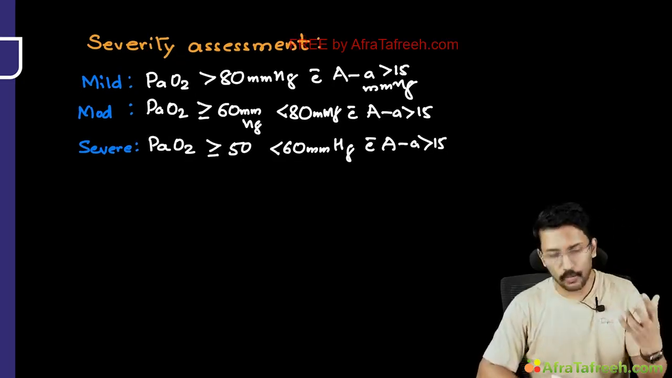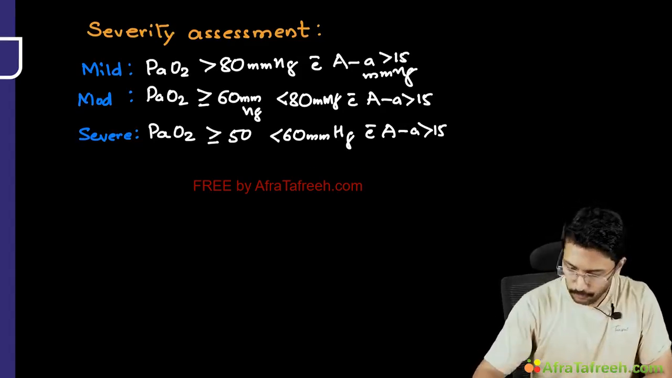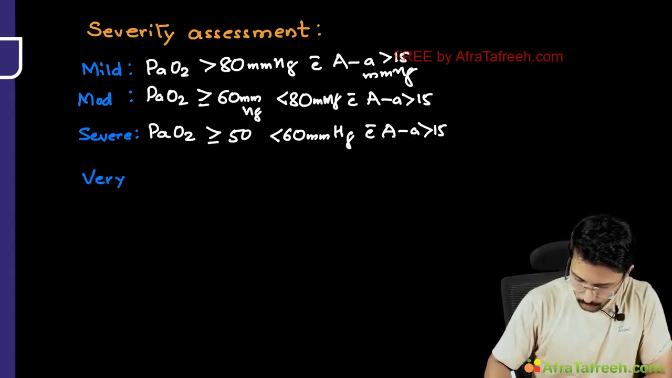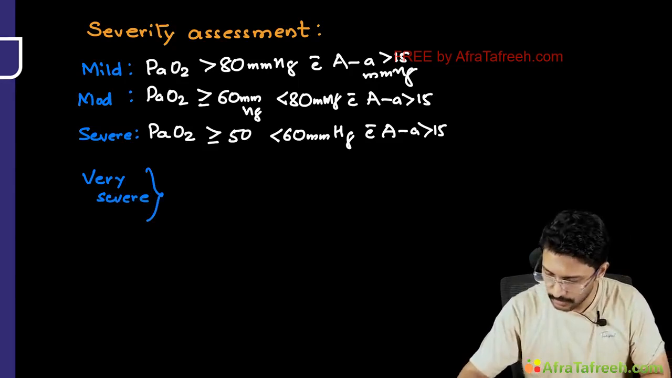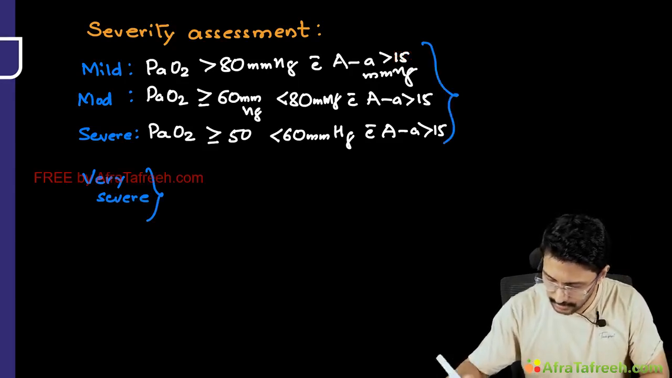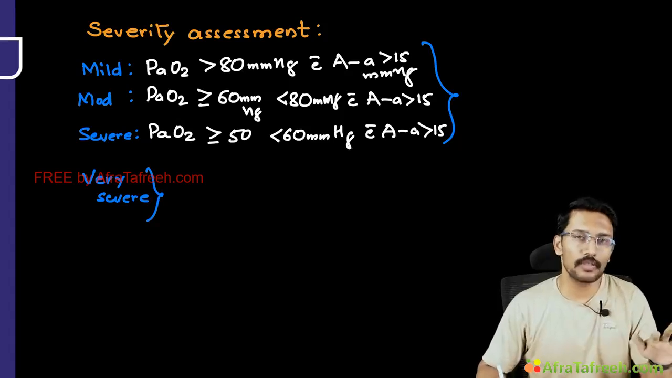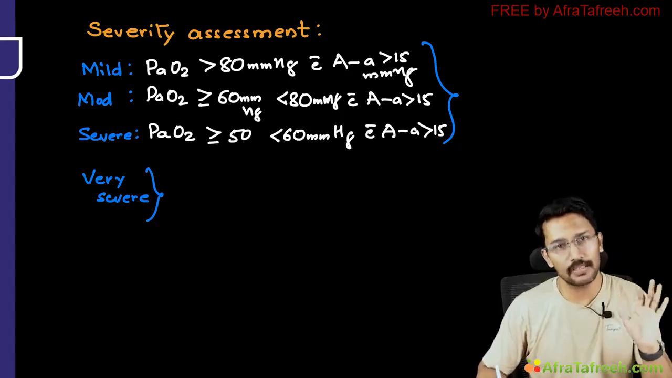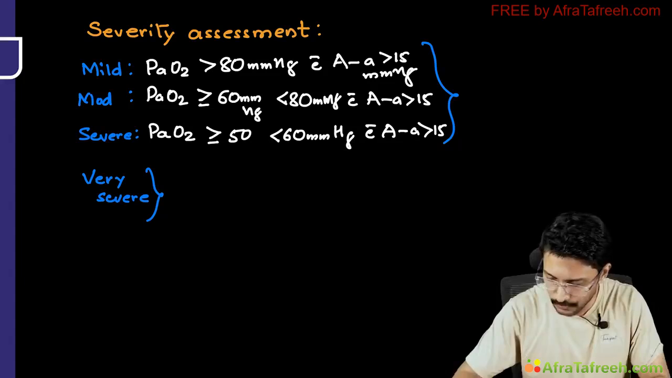Now this is how I define mild, moderate, severe, but there is also very severe. For very severe, apart from the simplistic PaO2 reading, we have one extra reading to remember. But before going there, please remember one important point. When I say PaO2 more than 80, or 60 to 80, or 50 to 60, all this is based on room air breathing and the patient in sitting posture. That is what we also used for the definition or the diagnostic criteria.